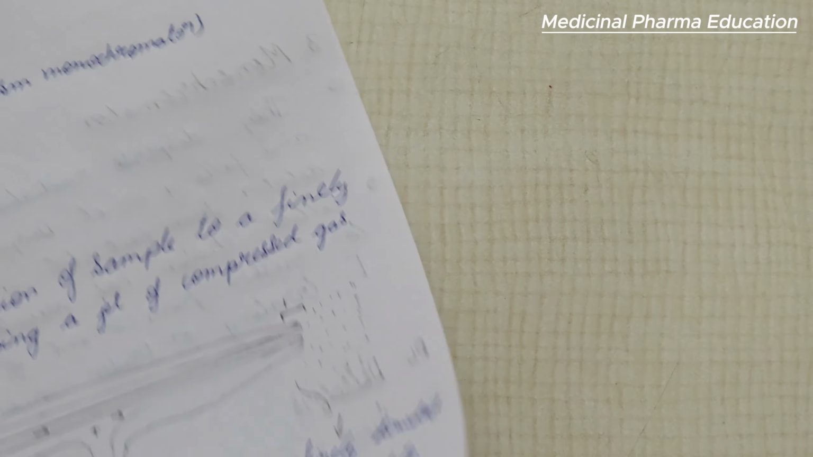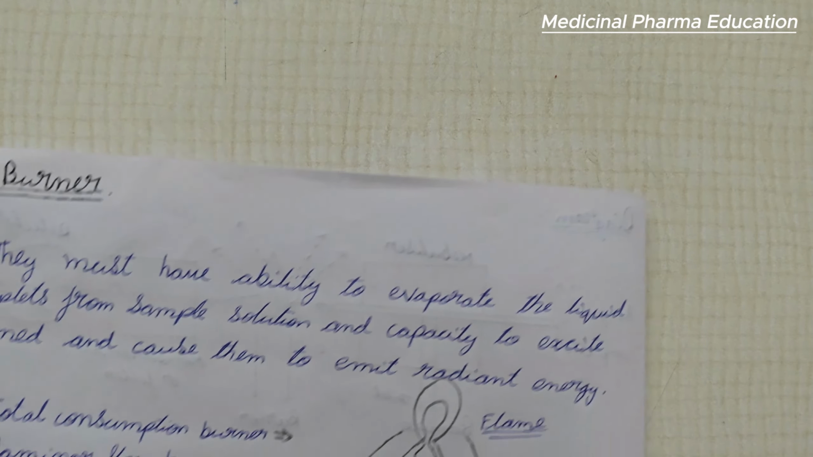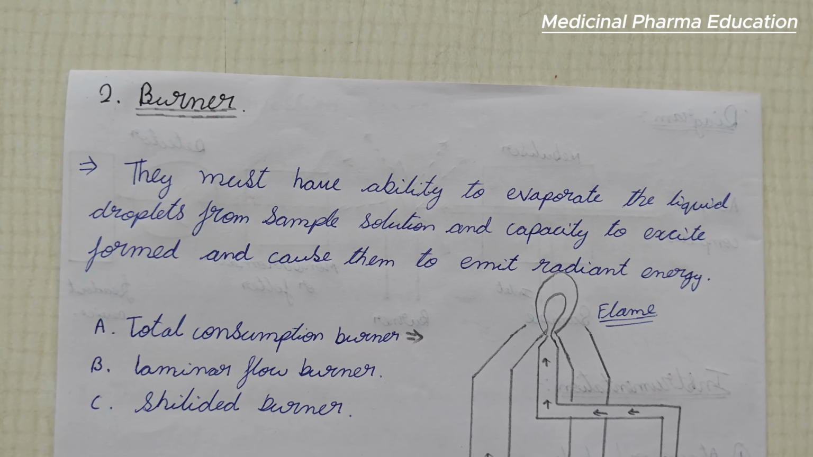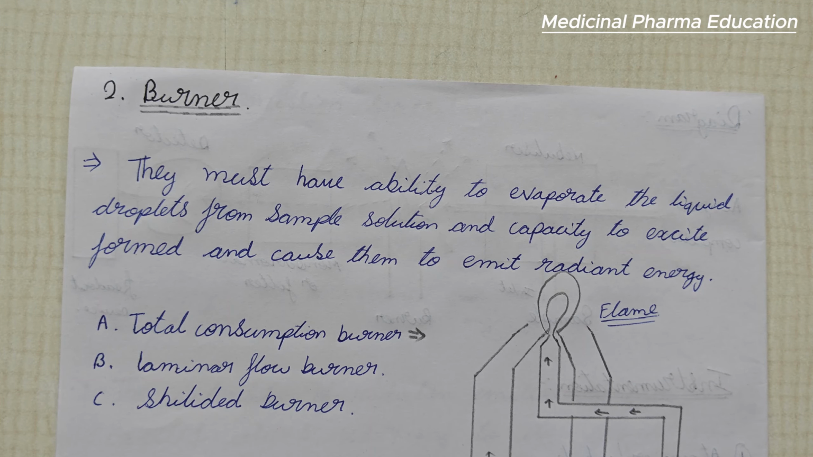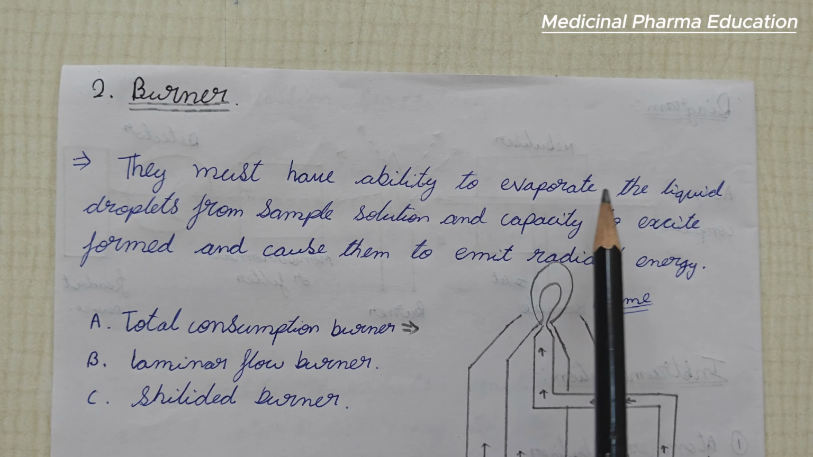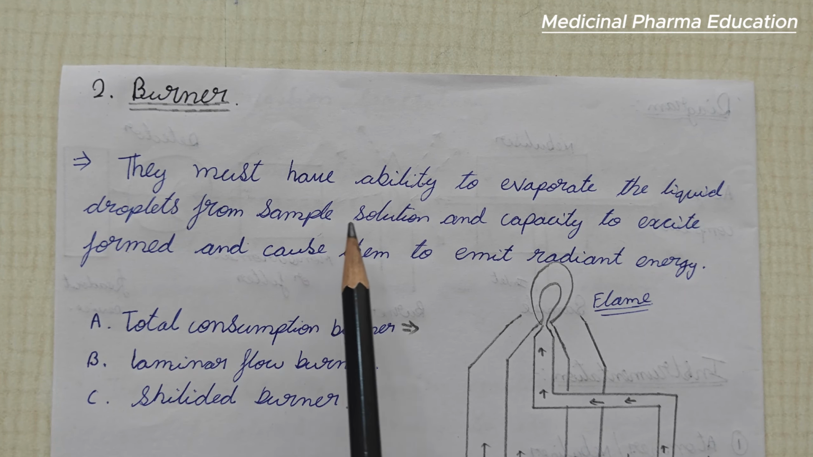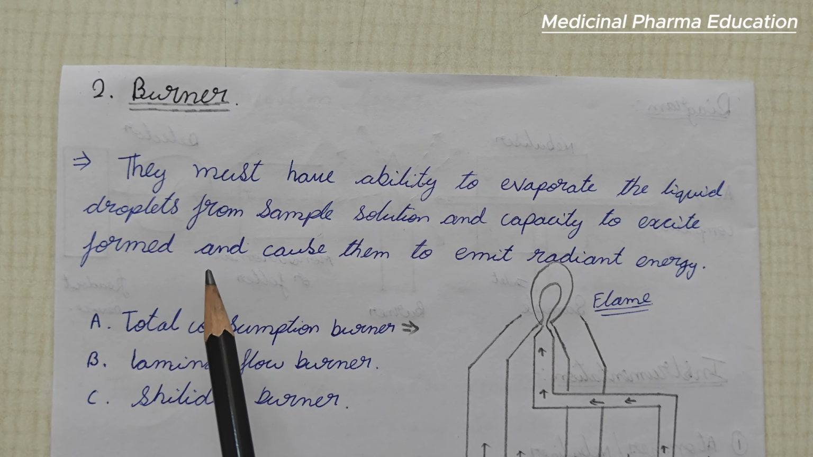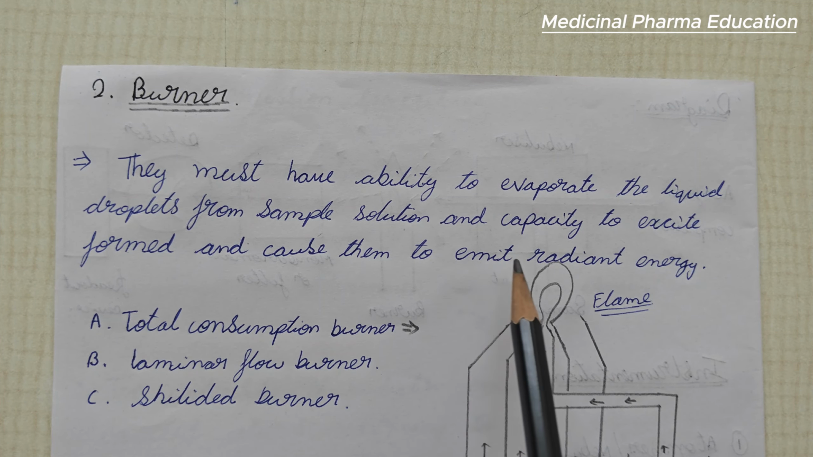Okay, next we are going to the next instrument. Burner is very important, as it provides the heat for the excitation of the elements present in the sample. It must have the ability to evaporate the liquid droplets from the sample solution and the capacity to excite the formed atoms and cause them to emit radiation energy.